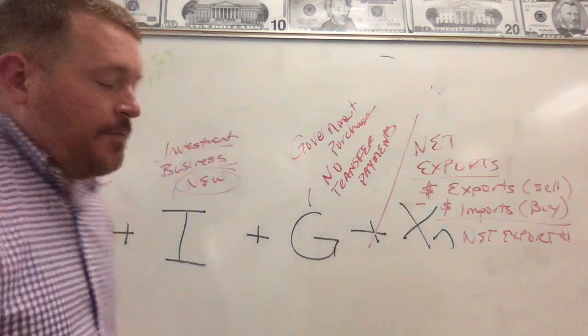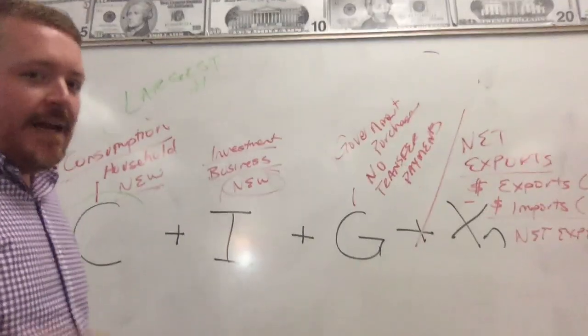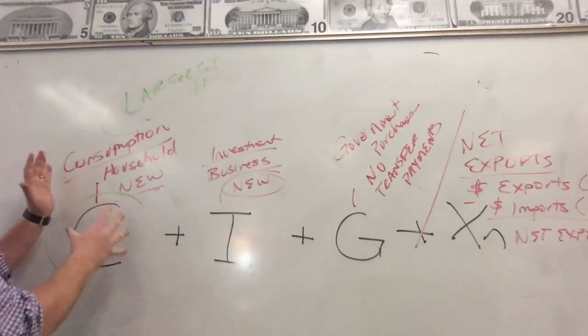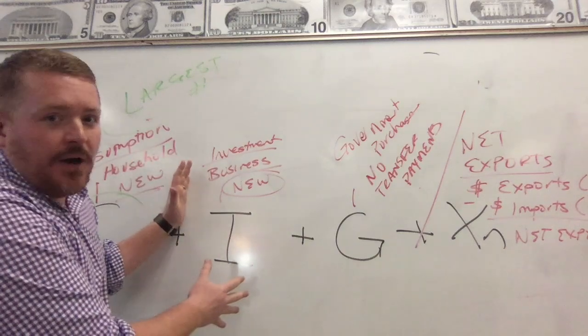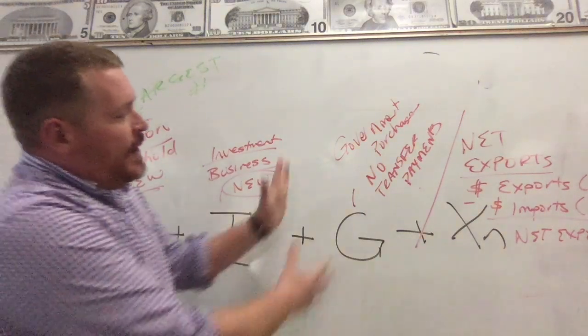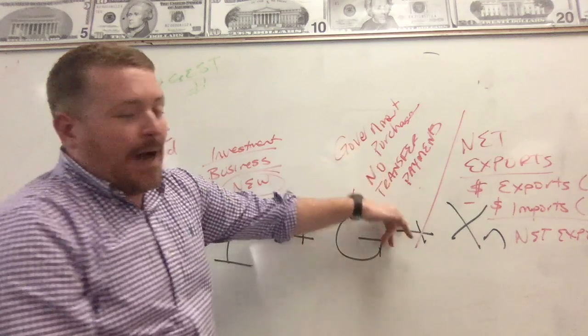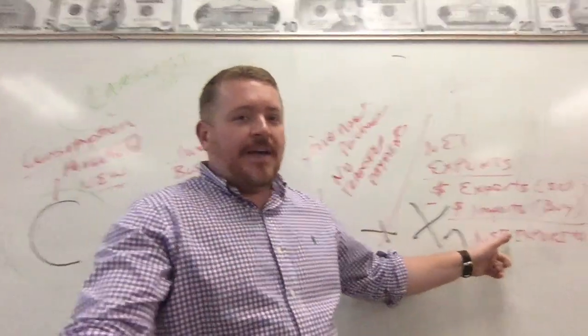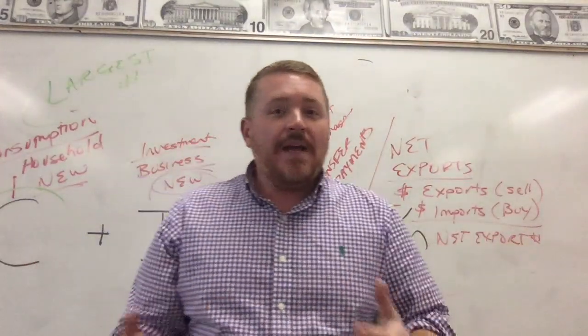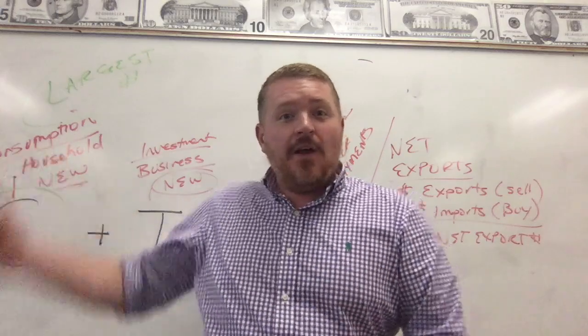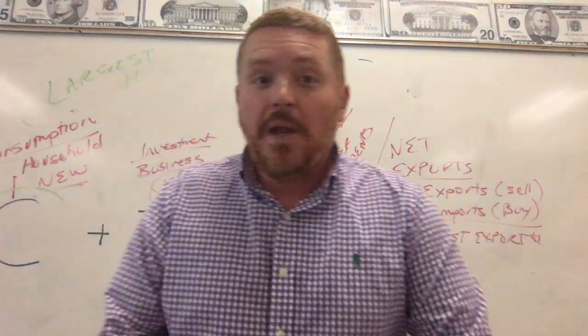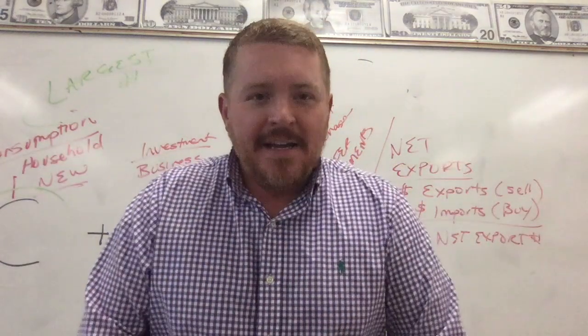So in order to figure out GDP, we take a look at what households spend money on, the new products. We add it to whatever new products the businesses are spending money on. We add that to government spending minus transfer payments. Then we figure out, hey, how much are we exporting and importing. C is the largest number. XN is going to be the only negative number. And all of that is how we figure out GDP.